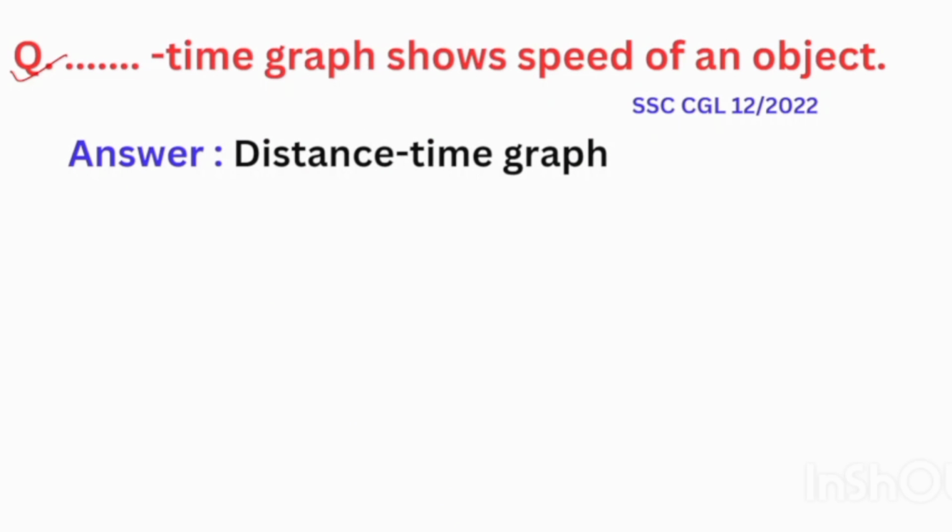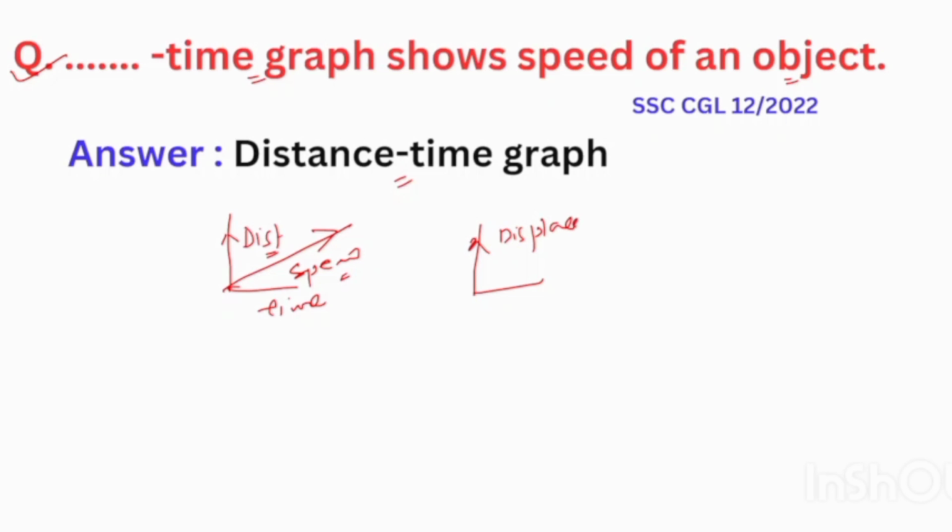Next is, dash time graph shows the speed of an object. Answer is, distance time graph shows the speed of an object. Distance here and time here. This slope will give you the speed of an object. And how do we get velocity? In place of distance, it will be displacement, and here it will be time. Now this slope will give you velocity.